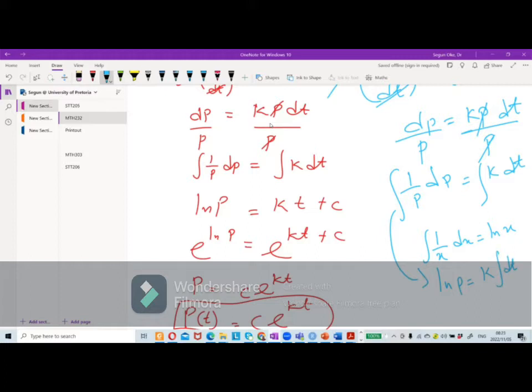What does it mean? When you integrate, I just told you that integration is anti-differentiation. So if I integrate the t, it will cancel the differential that is attached to the t. That's just the meaning. Ln p equals kt plus a constant.